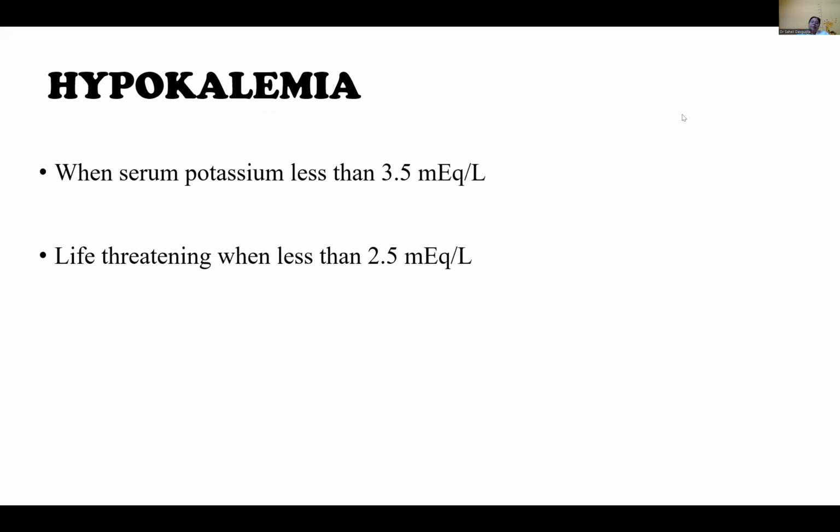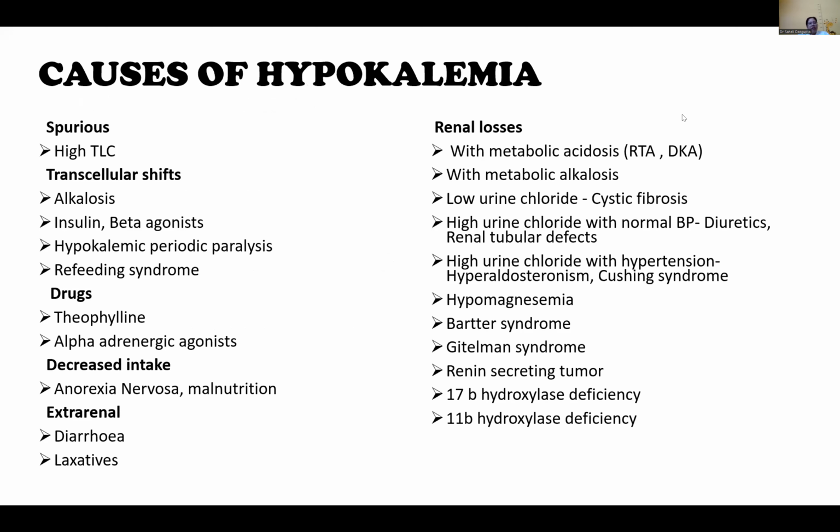So coming to hypokalemia. Hypokalemia, when serum potassium is less than 3.5 milliequivalent per liter, is life-threatening when it is less than 2.5. So what are the causes of hypokalemia? The spurious causes: high total leukocyte count, transcellular shifts like alkalosis, insulin, beta agonist, or refeeding syndrome. There are certain drugs like alpha adrenergic agonists or theophylline. Due to decreased intake also, there are some extrarenal and renal causes.